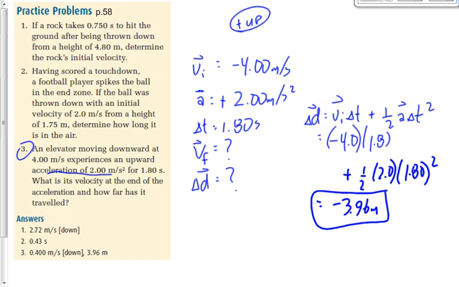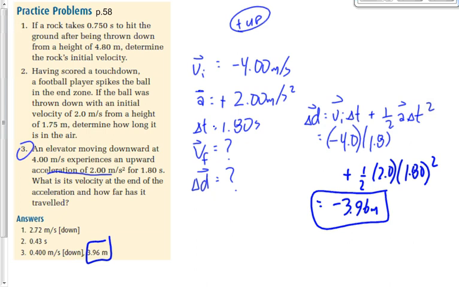Yeah, of course it should be a negative. The elevator is going downwards. Of course the displacement should be downwards if it's moving downwards. So this is entirely reasonable, okay? They say, how far has it traveled? 3.96. That's correct. We didn't find the distance that it traveled. We found the displacement. So it's gone 3.96. Its displacement is -3.96. I don't care which one you put. 3.96, -3.96, either one's fine.